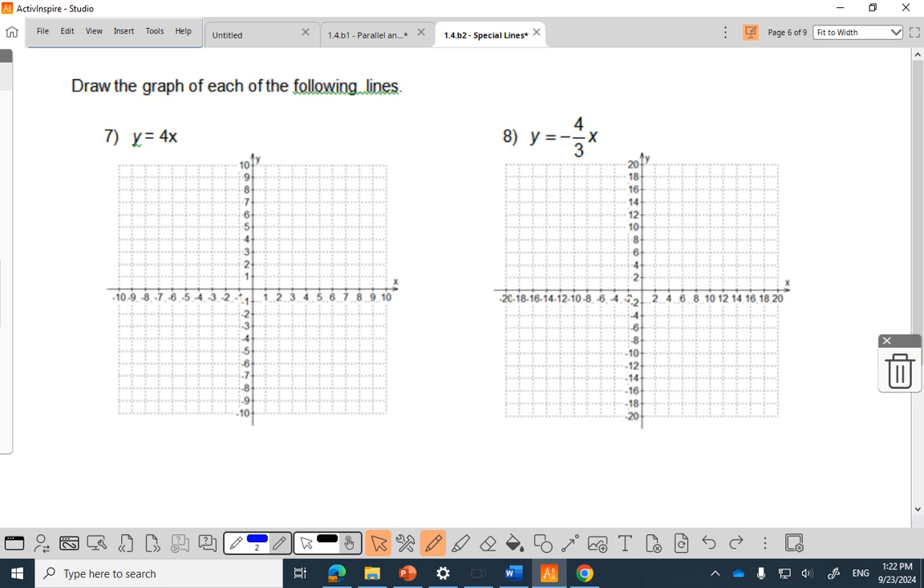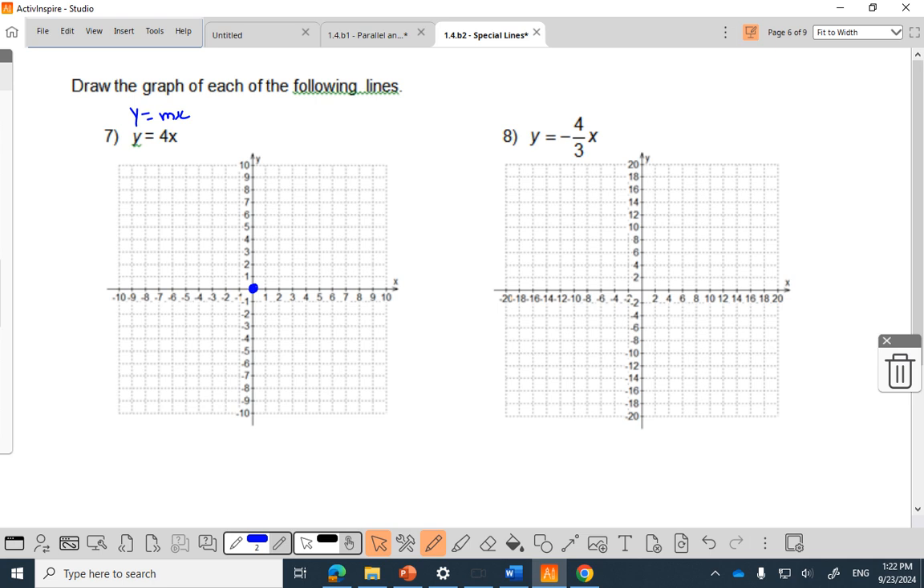So, draw the graph of the following lines. So here's me asking you. This has y equals mx, so I can see the slope. But what's the y-intercept? 0. They don't give me one, so it's 0. So I can put that on my graph right now. Y-intercept 0. How about the slope?